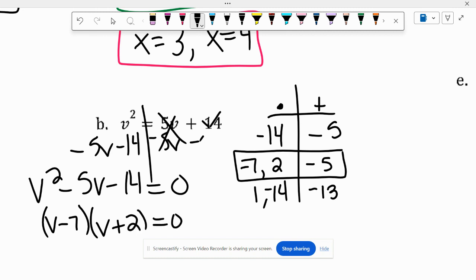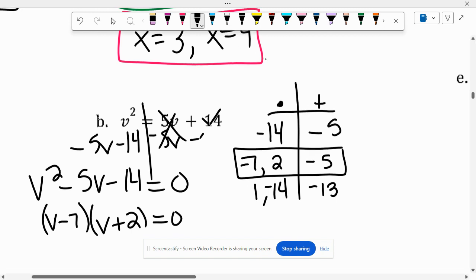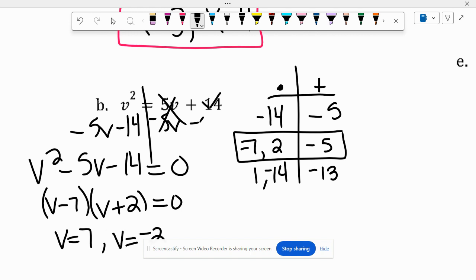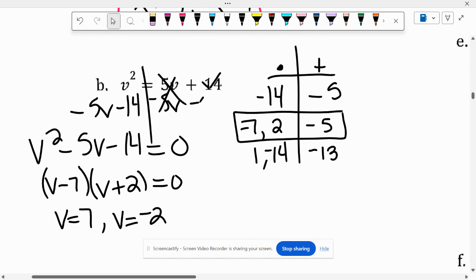And since the factor v minus 7 is negative, what is the solution or the root? +7. And since I have a factor v plus 2, the root or the solution is -2. They're opposites of each other.